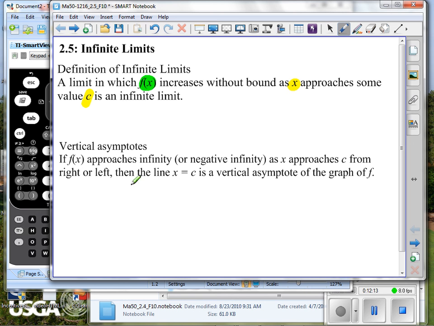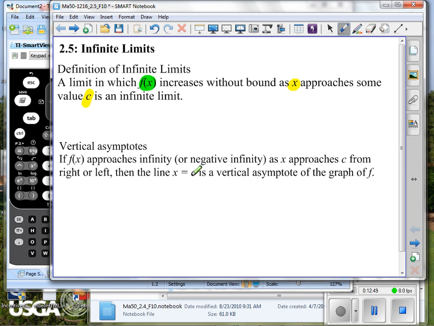You have seen these before, and right down here's our connection. Vertical asymptotes. We've talked in here, we've seen some already this semester, and you've talked about them in other classes, vertical asymptotes. So let's see what we've got here. If the outputs of a function approach infinity or negative infinity, as the inputs approach some input value c from right or left, then the line x equals c. What kind of a line is this?